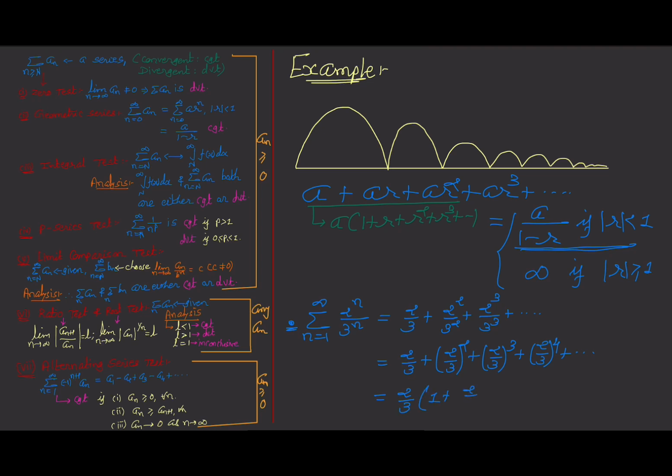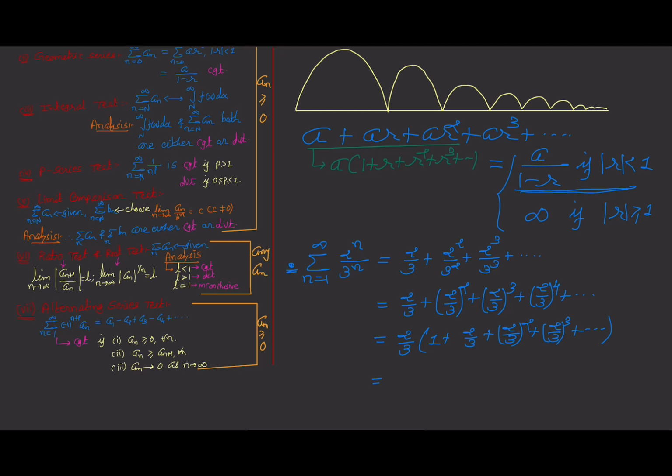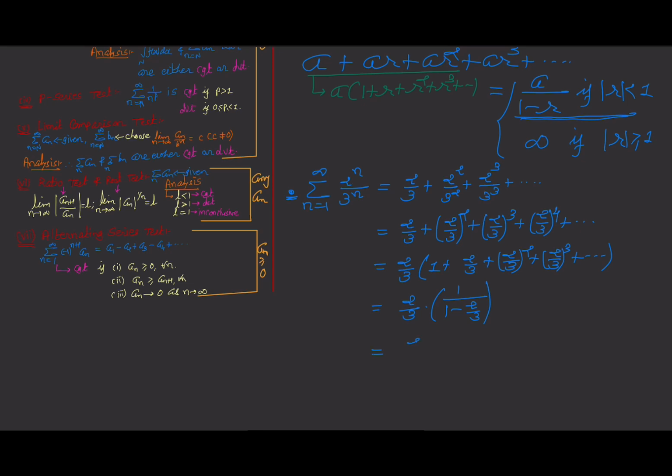So I have 1 plus 2 upon 3 plus 2 upon 3 square plus 2 upon 3 cube and so on. Now if we compare this, then a is equal to 2 upon 3 into 1 upon 1 minus 2 upon 3, because this is our a and this is our r. So a into 1 upon 1 minus r, and which has simplification. This is nothing but 2 upon 3 into 1 upon 1 minus 2 upon 3, which is 3 minus 2, which is 1 upon 3, and therefore this is equal to 2.